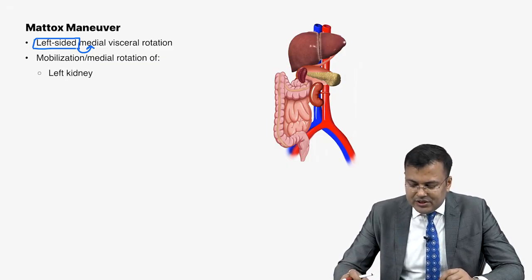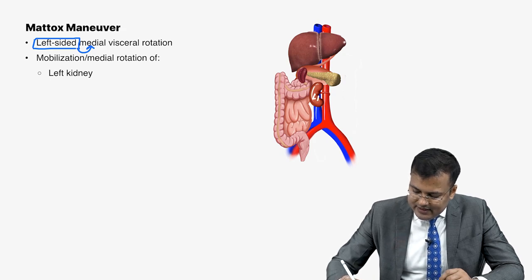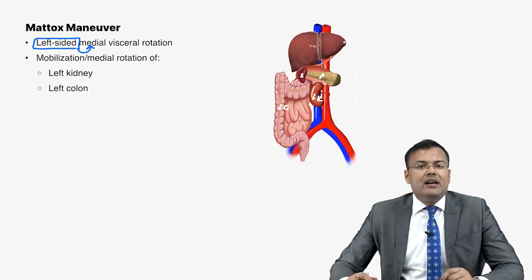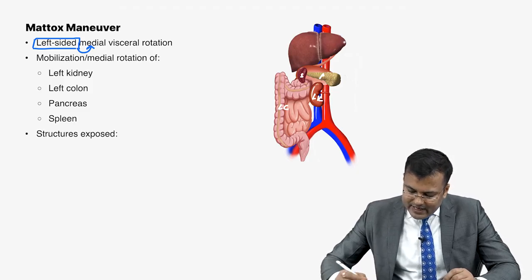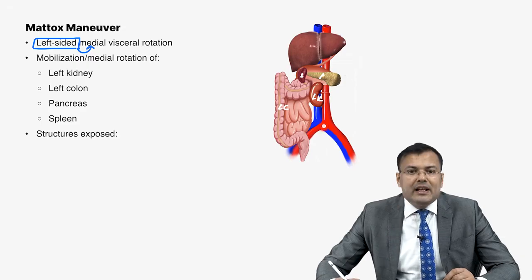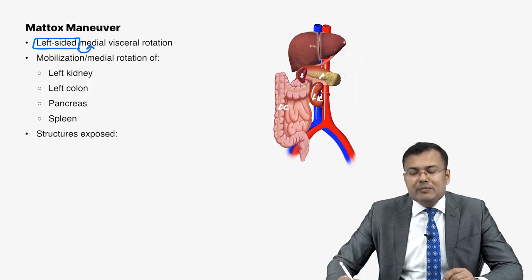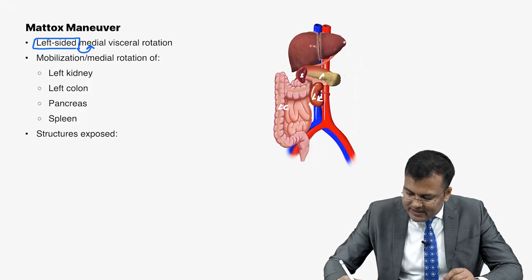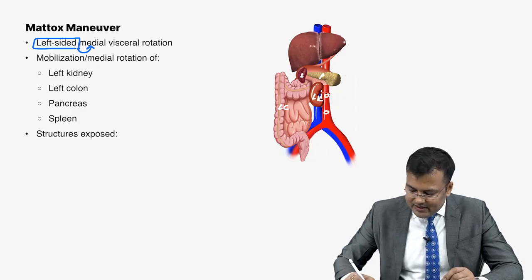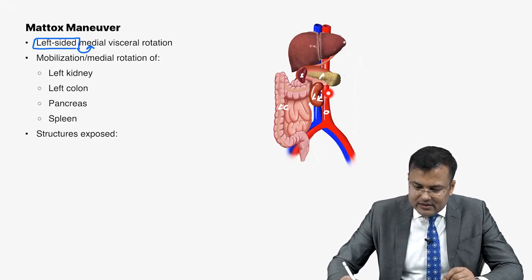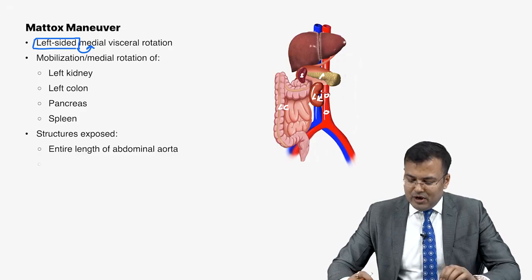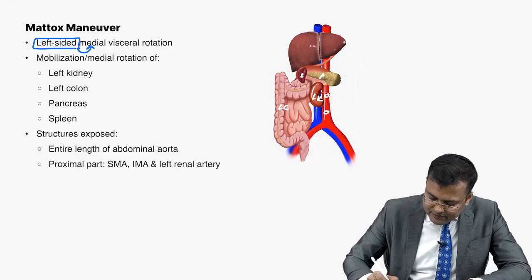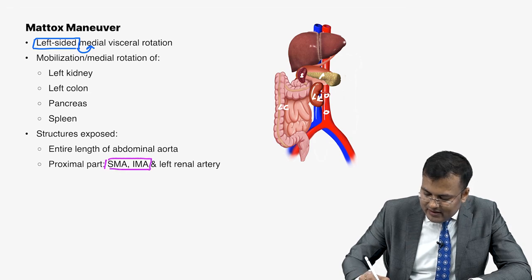So there is medial rotation of the left kidney, left colon, pancreas and spleen. And it is going to expose the entire length of the abdominal aorta. It is going to expose the proximal part here: there is the superior mesenteric artery, here the inferior mesenteric artery, and you can notice this artery, the left renal artery. So the structures exposed are the entire length of the abdominal aorta and the proximal part of the superior and inferior mesenteric artery and the left renal artery.